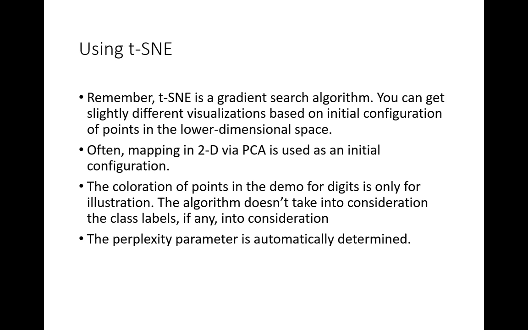And the perplexity parameter, the way the algorithm is implemented in the sklearn library, it is automatically determined. However, if you want, you can specify this parameter on your own. But the sklearn library has a built-in way of calculating this parameter based on the density of the points that you have in the high dimensional space, and uses that to figure out what will be the best perplexity parameter. All right.